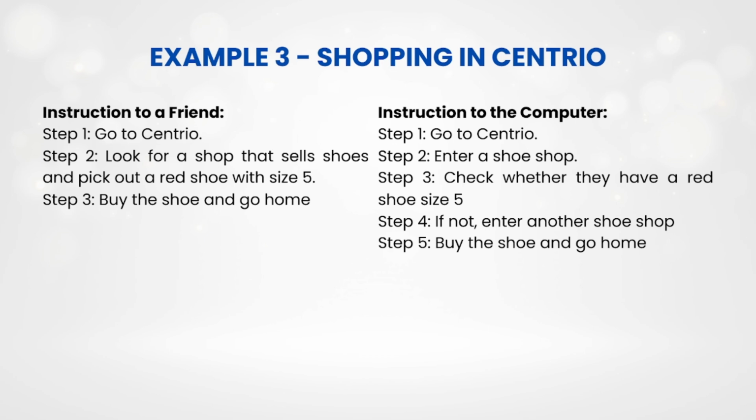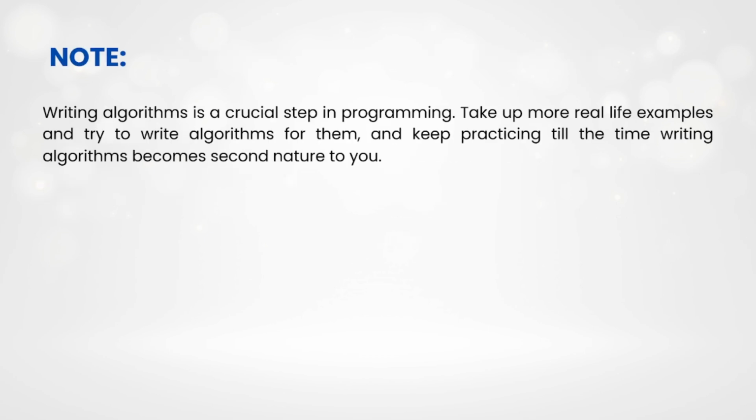But for a computer, the steps must be more exact. Like this. Step 1, go to Centrio. Step 2, enter a shoe shop. Step 3, check if they have a red shoe size 5. Step 4, if not, go to another shop and check again. Step 5, once found, buy that shoe and go home. This shows how an algorithm makes even simple tasks very detailed for a computer to follow.